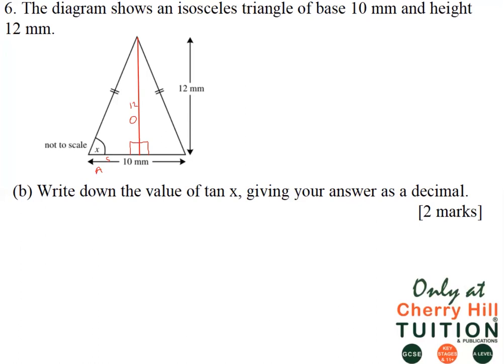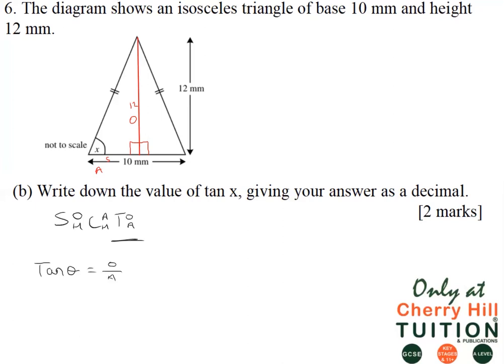Now, because it says write down the value of tan x, we know we need to somehow get the angle x involved. So what we can do is try and work out angle x. Because it's right angled and we have 2 lengths, we need to use SOHCAHTOA. And because we have the opposite and the adjacent, we need to use tan. So tan of theta is equal to the opposite over the adjacent.